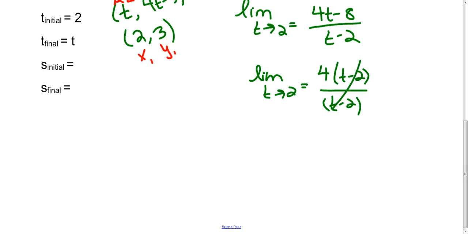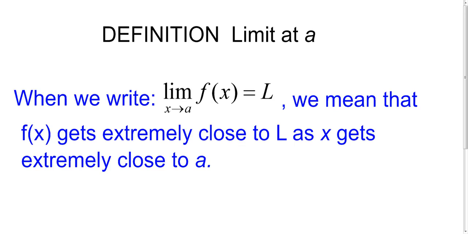And then the t minus 2's cancel out, and all you have left is 4. So I don't even need to take that t and plug it in. I just get 4. Okay. All right. A couple more little things.